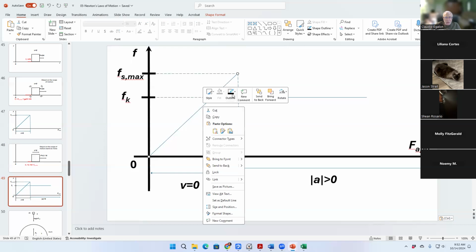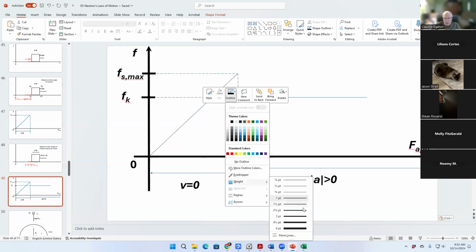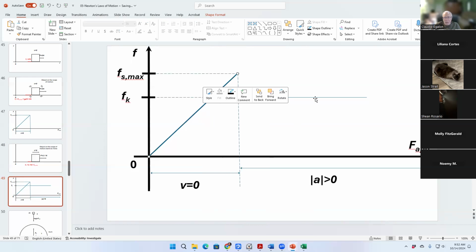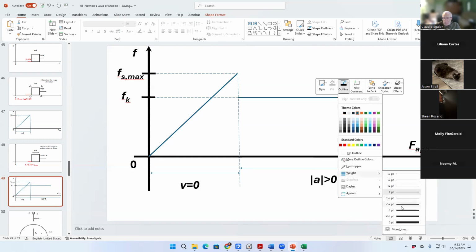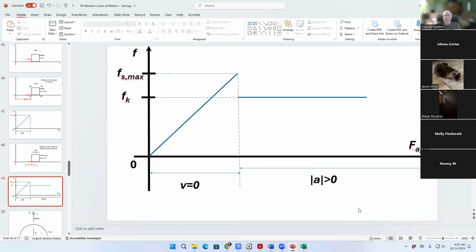And I'm going to increase the thickness of this line, right there. And as I increase the applied force, the object moves with an acceleration. Any questions about that? We're going to solve some problems, okay?